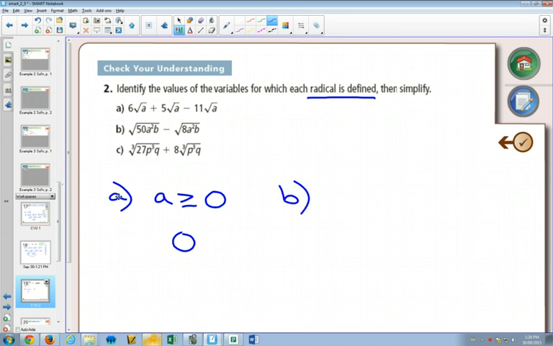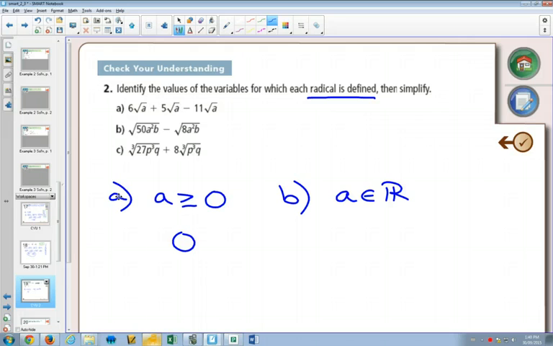For b, where is it defined? Again, we're dealing with square roots. Can you see inside we have a squared? A squared is always positive, whether a is a positive number or a negative number. So that won't affect our square root, and a can be anything.